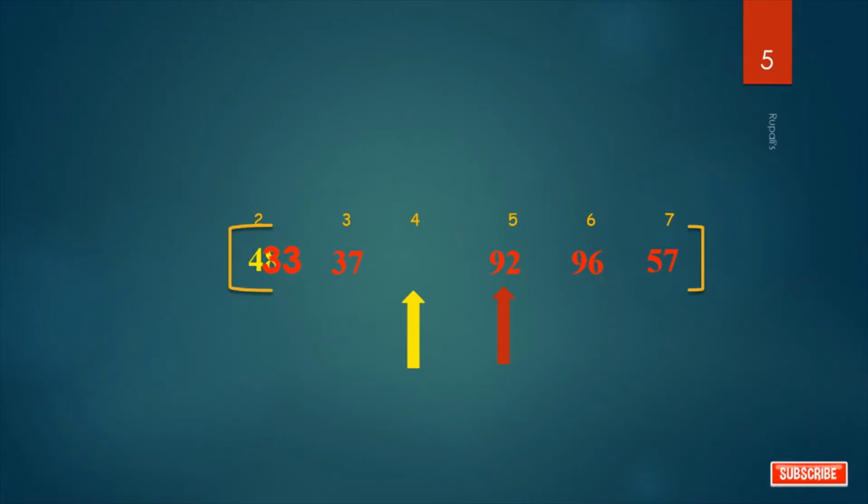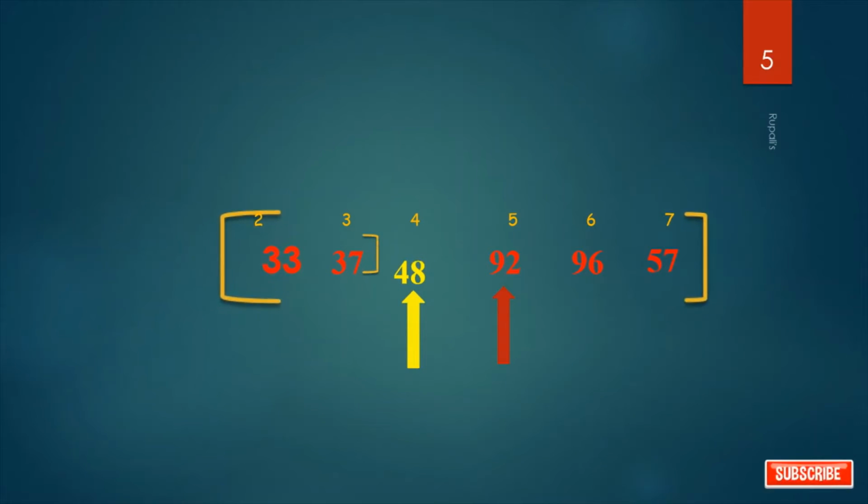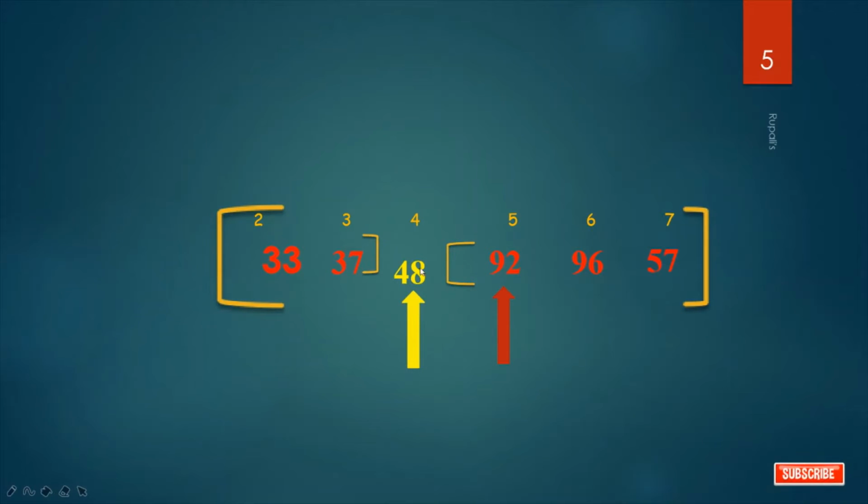33 comes here and 48 is here. Now see, all the elements on the right hand side of 48 are greater than 48 and all the elements on the left hand side of 48 are less than 48. So 48 itself finds its position.